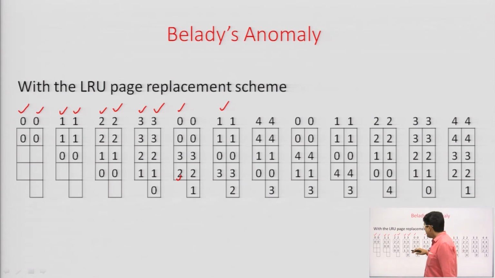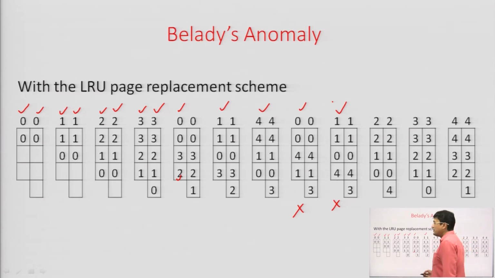The page which is present at the top is the recently referenced page, and the page which is at the last is the least referenced page. Okay. So for 4 we will have to replace it with 3. For 0, 0 is already present, so we are bringing 0 to the top. For 1 we are bringing 1 to the top, there is no page fault in this case and no page fault in this case as well.